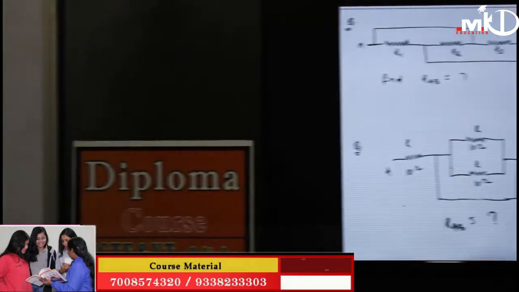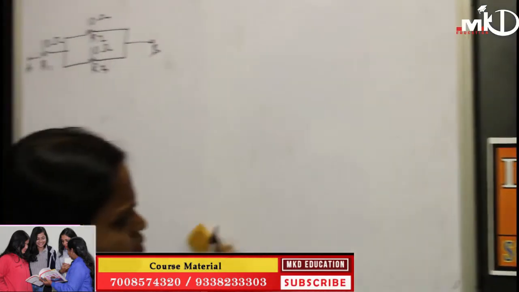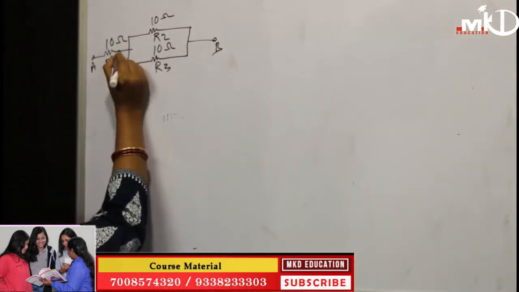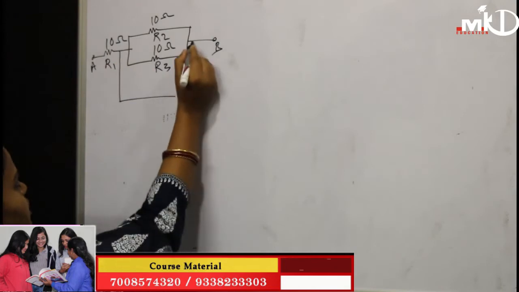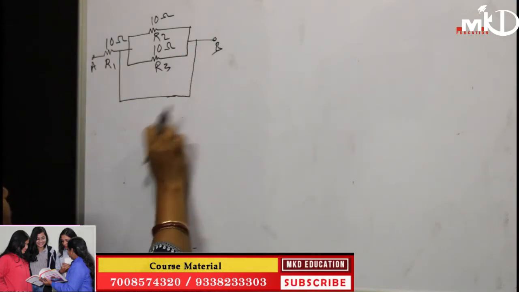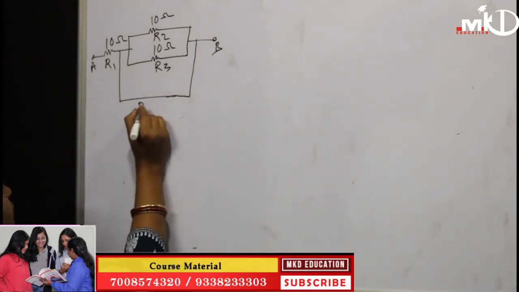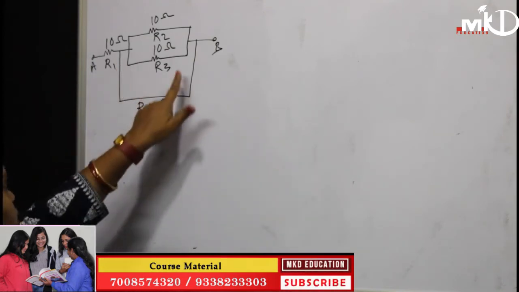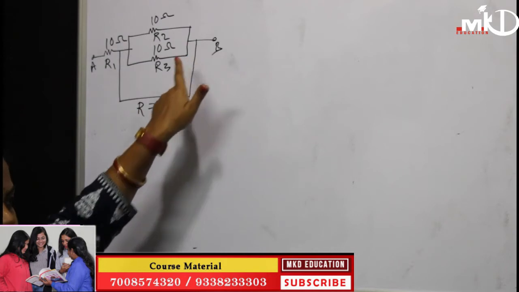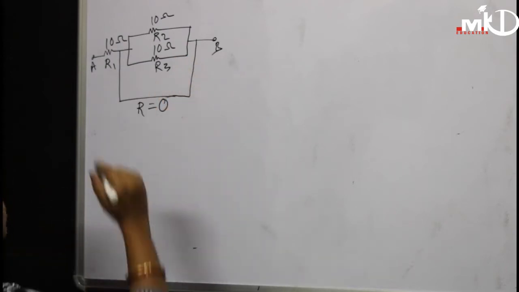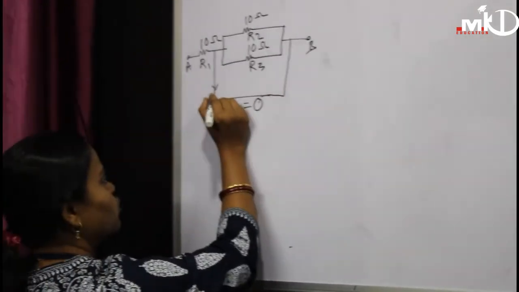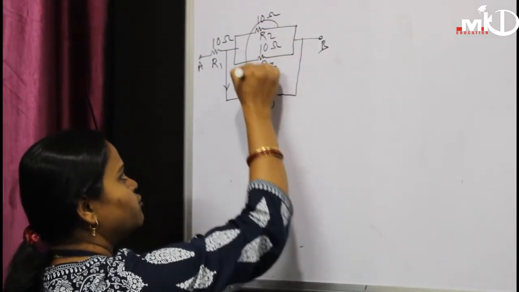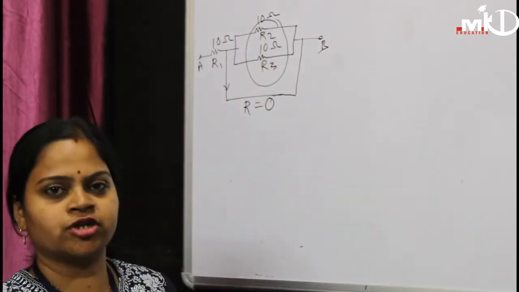The question is, the values are same as the previous question. Simply, this one parallel path is here and here the value of R is equal to 0. If this is 0, it is a short path. If it is a short path, now all the current will flow through this path. No current will flow through this parallel circuit.